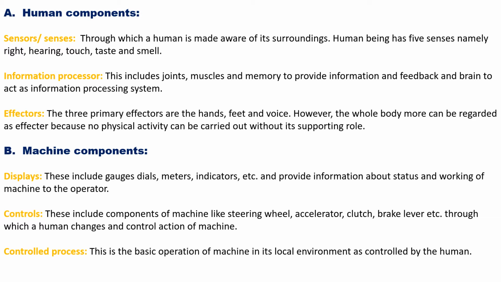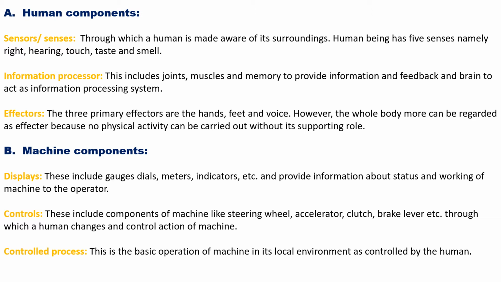Information processor. This includes joints, muscles and memory to provide information and feedback, and the brain to act as information processing system. Effectors. The 3 primary effectors are the hands, feet and voice. However, the whole body can be regarded as effector because no physical activity can be carried out without its supporting role. Hence, human components consist of sensors, information processor and effectors.